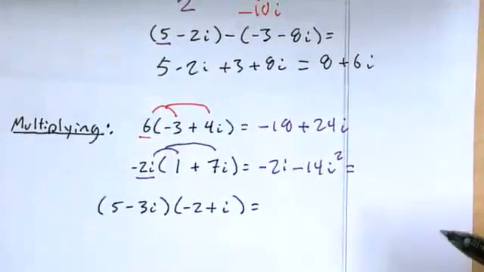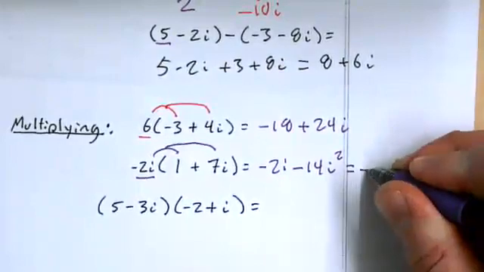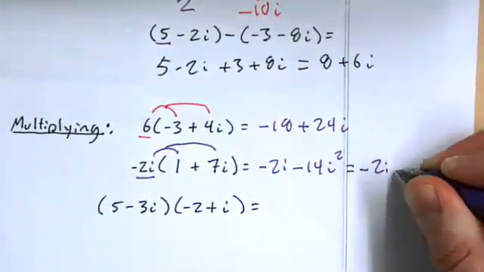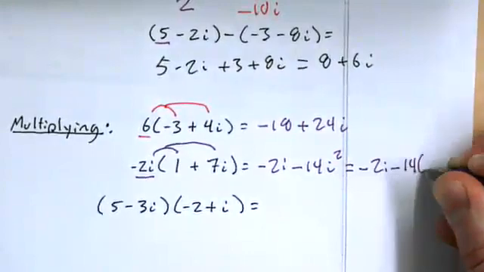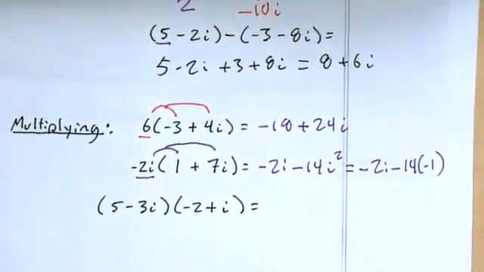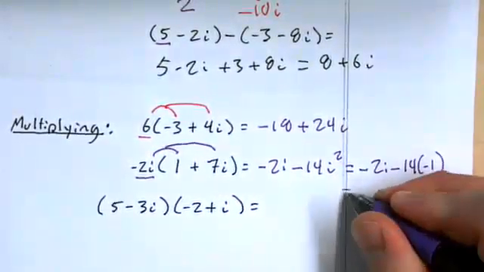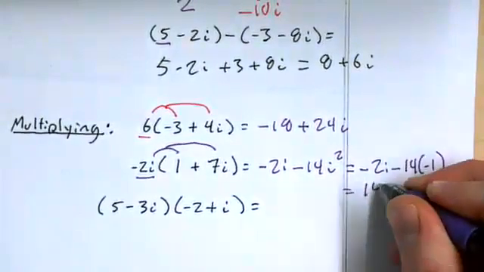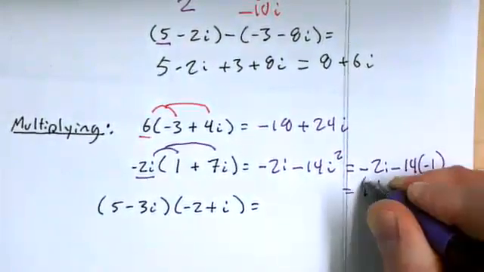So I'm actually going to do this in 3 steps. That's -2i, and then -14 times -1. And then I would rearrange it because we want that. That's going to end up being a +14. Let's put the 2i at the end.